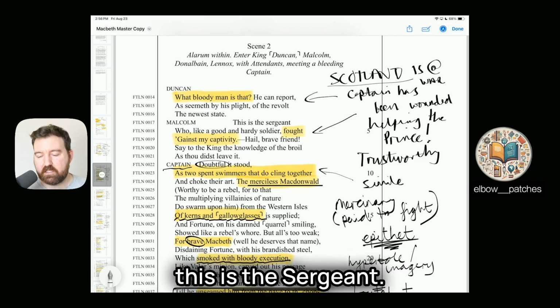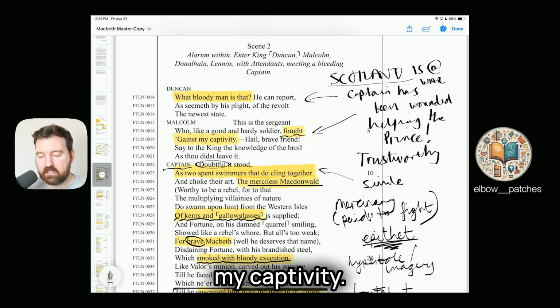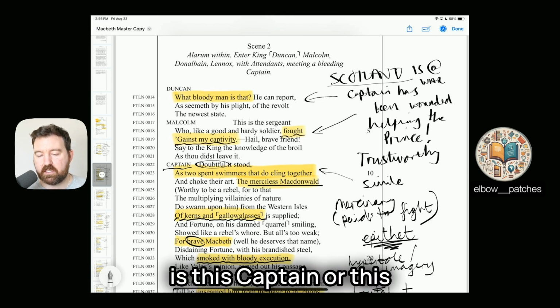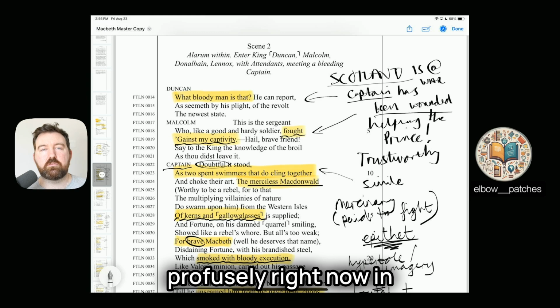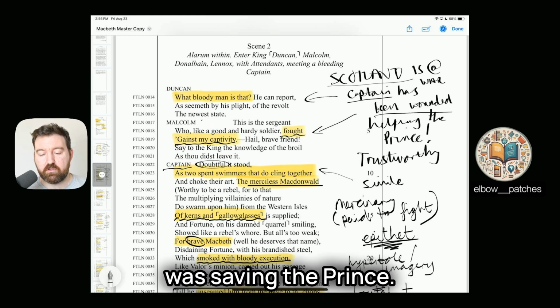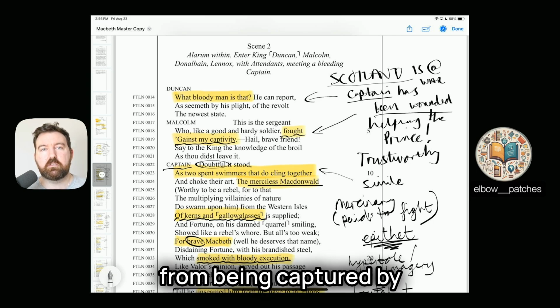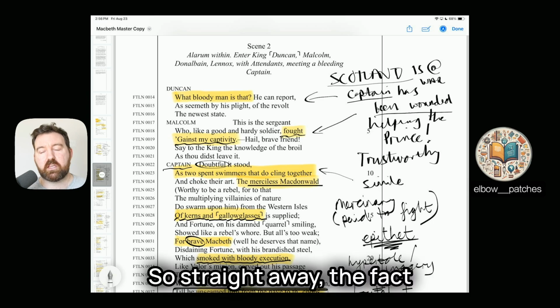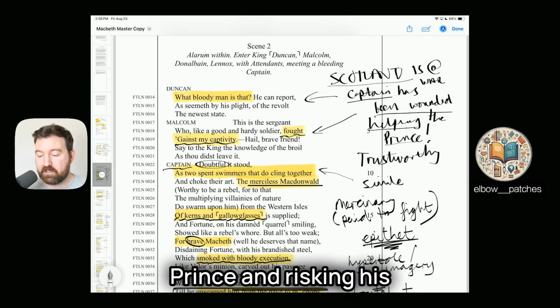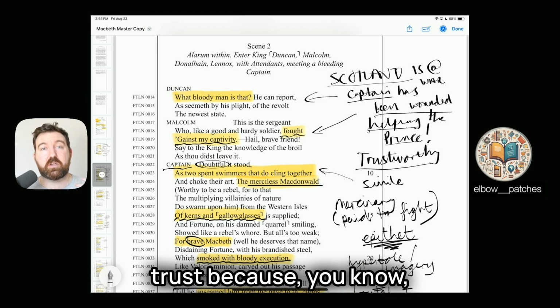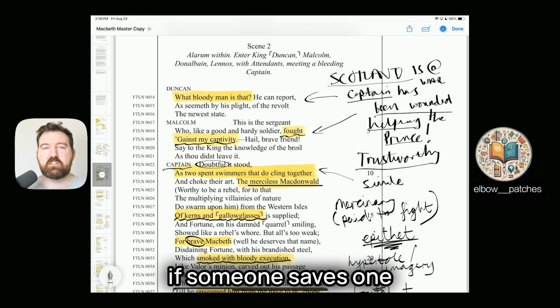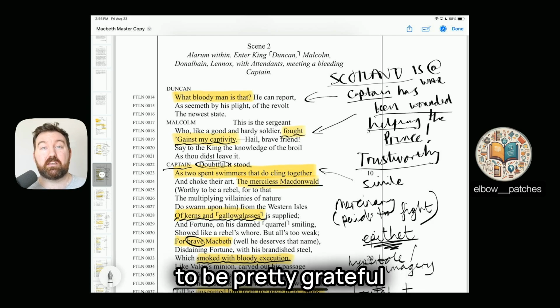And Malcolm says, "Oh, this is the sergeant who fought against my captivity." So what that means is this captain or this sergeant that has been wounded and is bleeding profusely right now in front of the king, one of the reasons he got these wounds is because he was saving the prince, the future of Scotland, from being captured by the enemies of Scotland. Okay, so straight away, the fact that he was helping the prince and risking his life shows that he was a very trustworthy guy. And therefore, everything that the captain says, King Duncan is going to trust.